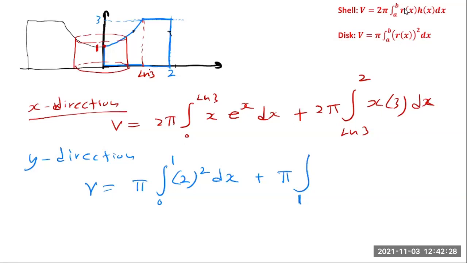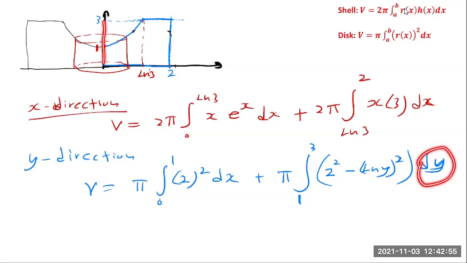This time I'm going from 1 to 3, but I have washers. So that means I'm going to have 2 squared. Remember, outer radius squared minus the inner radius squared. Inner radius is ln y. Minus inner radius squared times dy, because this is the integration along the y-axis, so you should have dy here. By the way, when you're on this region, if you take a washer like this, the outer radius is clear, that is 2. How do you find the inner radius? This is the inner radius of the washer.